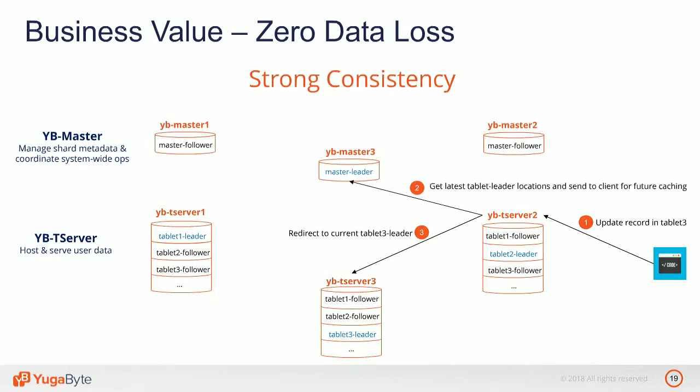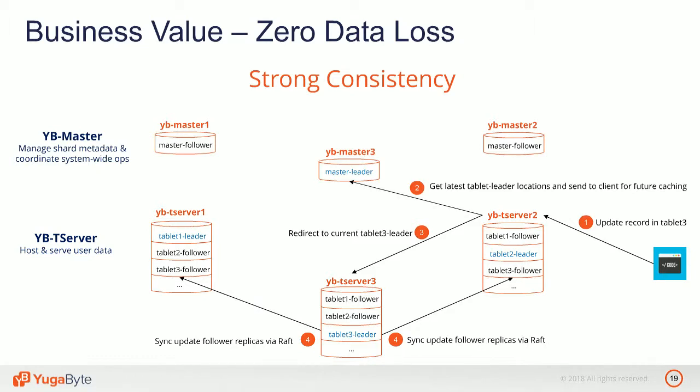assume that we had a loss of this node altogether, and the T server 2 and the master 2 are no longer available. Now, immediately the remaining 2 followers will realize that they have lost their leader, and that's when new leader election happens automatically. And the tablet 2 leader, which we lost from this side, is now created here, so that tablet 2 can continue to be updated.